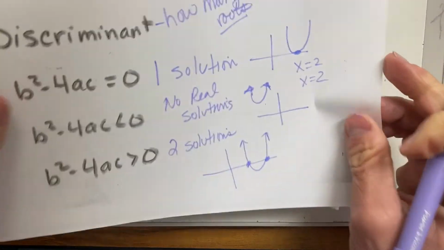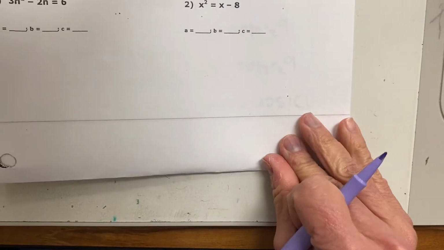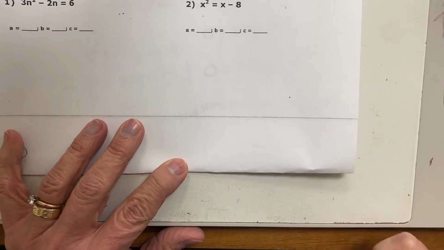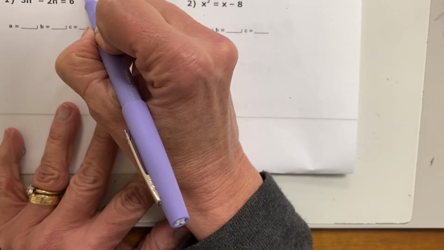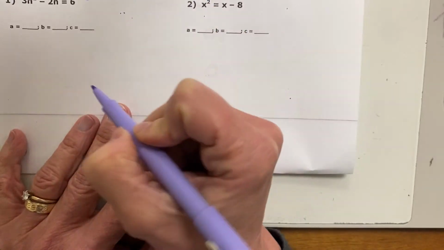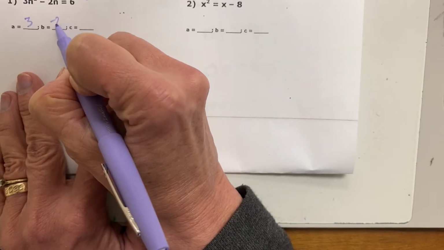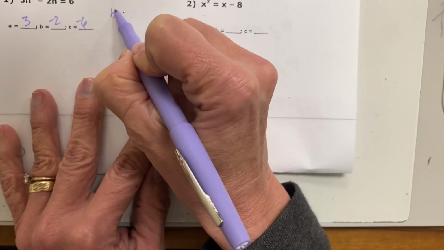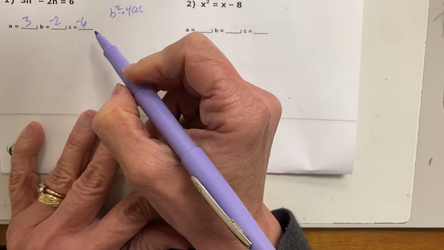All right, now I'm going to flip over and we'll start looking at the quadratic formula, day 2. If I have 3n squared minus 2n equals 6, we need to get everything in standard form, on one side. So I'll subtract 6, giving 3n squared minus 2n minus 6 equals 0. My a value is 3, my b is negative 2, and my c is negative 6. We're going to use b squared minus 4ac so we can see how many roots we're going to have.